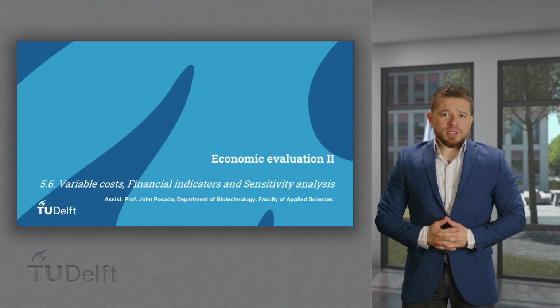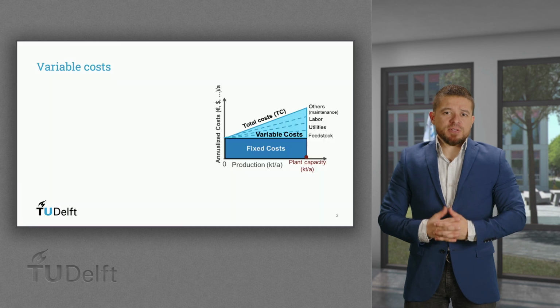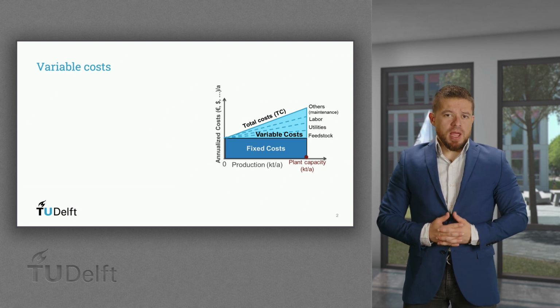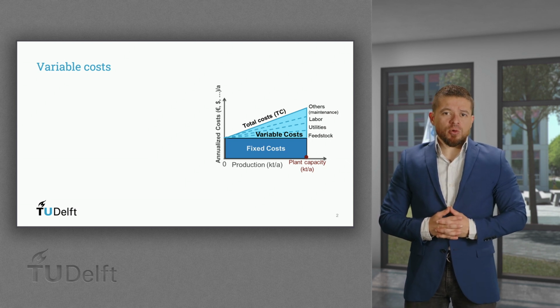Welcome to this second part on economic evaluation. In the previous lecture, we discussed how to calculate fixed costs through the total capital investment and depreciation. Now we can calculate the variable cost as the sum of the feedstocks, utilities, labor, and maintenance.